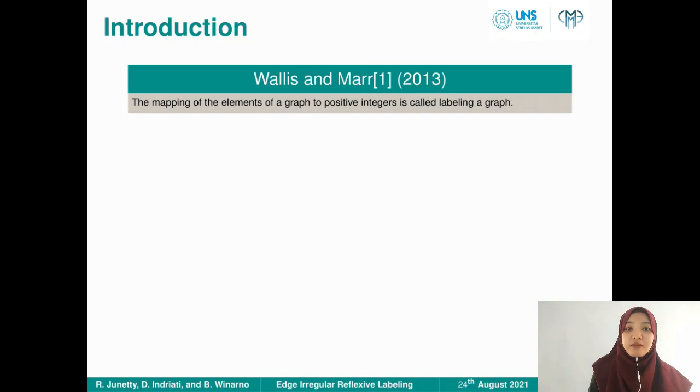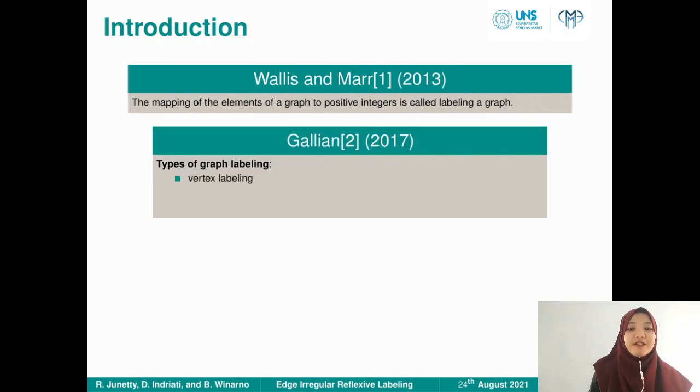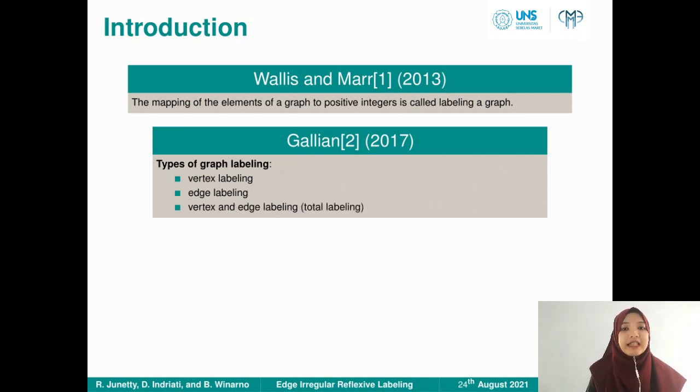Based on Wallis and Marr research in 2013, the mapping of the elements of a graph to positive integers is called labeling a graph. Based on Gallian research in 2007, Gallian divided graph labeling into three types: number 1, vertex labeling; number 2, edge labeling; and number 3, vertex and edge labeling, which is called total labeling.